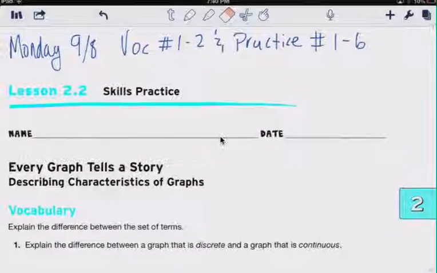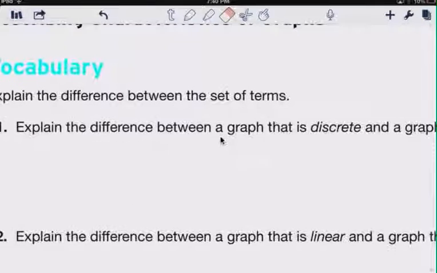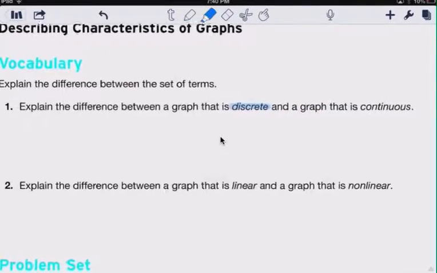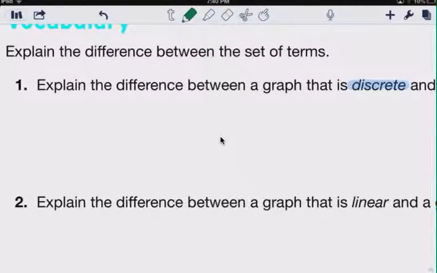For Monday is all of the worksheet, including the vocabulary. Okay, the discrete graph. Explain the difference between a discrete graph and a continuous graph. Say a graph that is continuous.